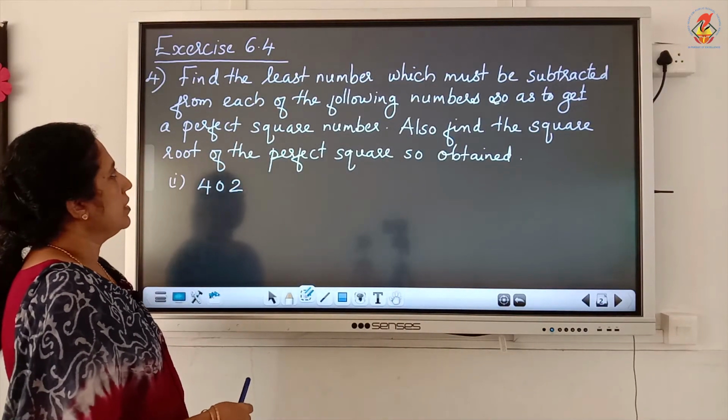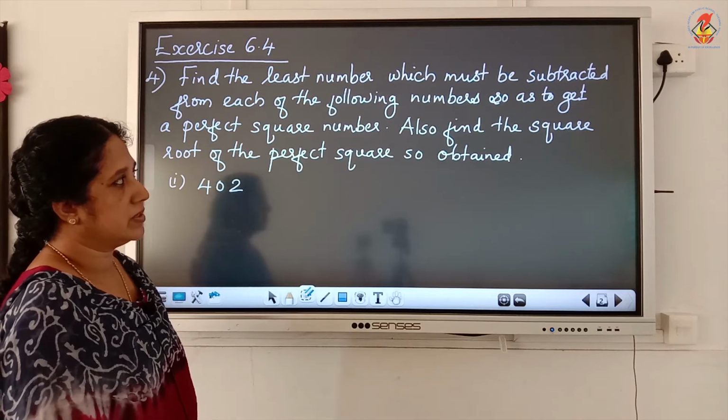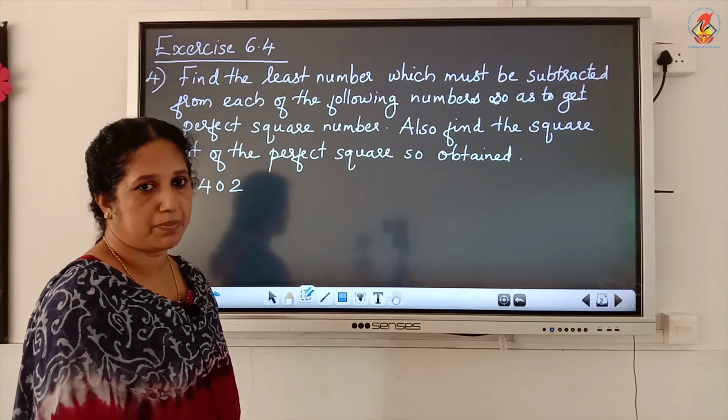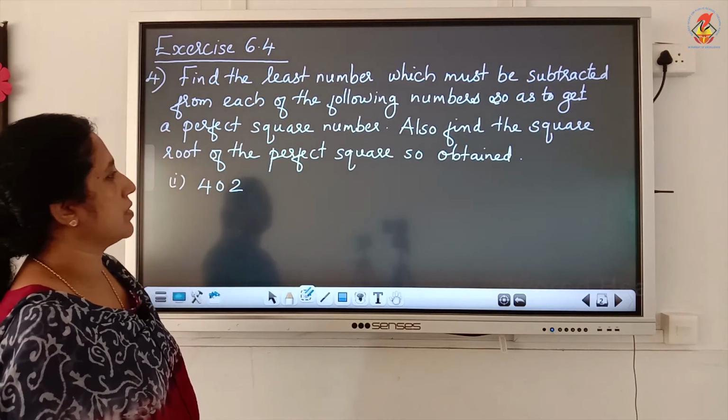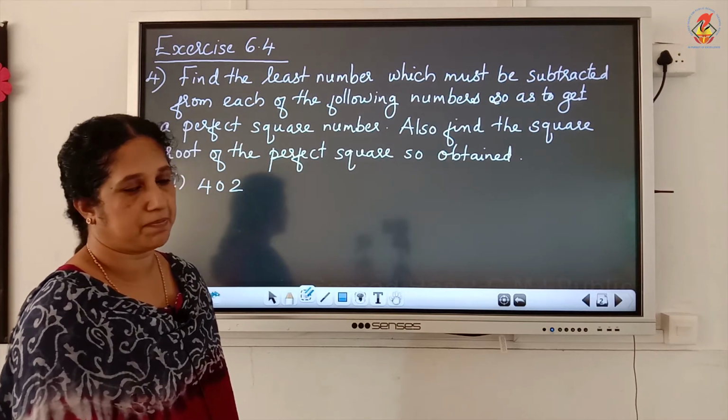Question number 4. Find the least number which must be subtracted from each of the following numbers so as to get a perfect square number. Also find the square root of the perfect square so obtained. So which number should be subtracted, so that when we subtract the number from the given number, you will get a perfect square number, and find out the square root of the perfect square number.